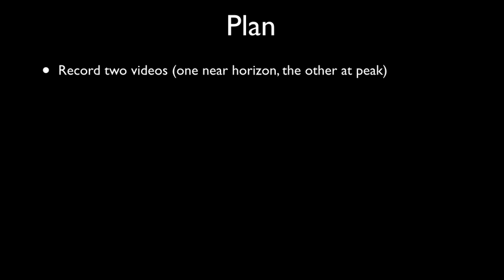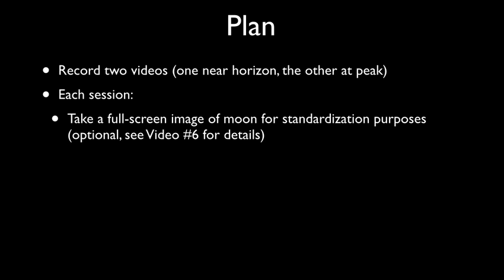Here is the plan of attack. First, we'll make 2 videos of the moon's motion across a small patch of sky. Each time you record a video, also take a still image of the moon for standardization purposes, similar to what we did in the last video on the size of the moon.